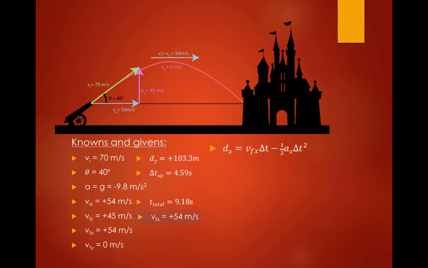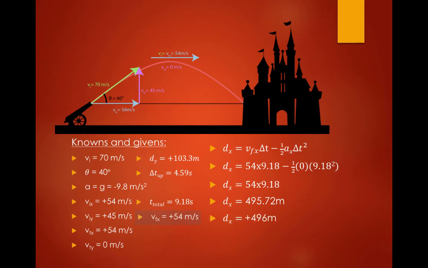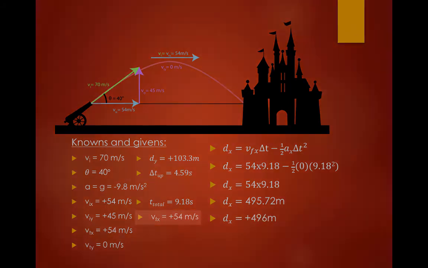Displacement in the x equals velocity final in the x times time, minus 1/2 acceleration in x times t squared. Note how acceleration is 0. That makes the second term equal 0. Displacement in the x equals 54 times 9.18. Displacement in the x is 495.72 meters. We'll round that to plus 496 meters.